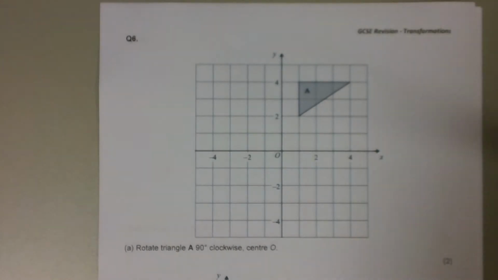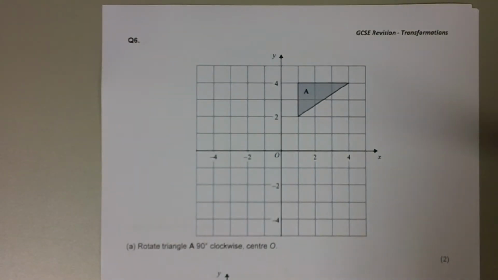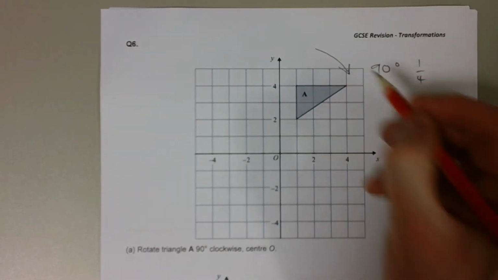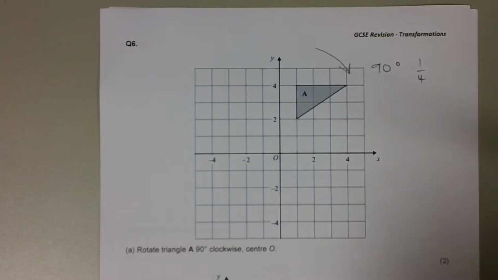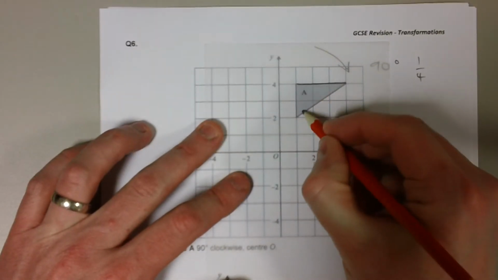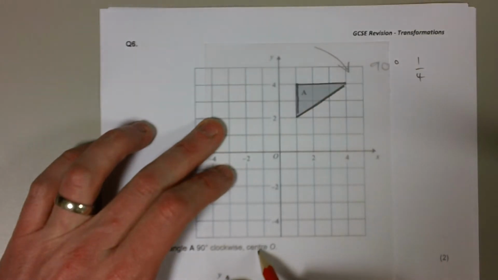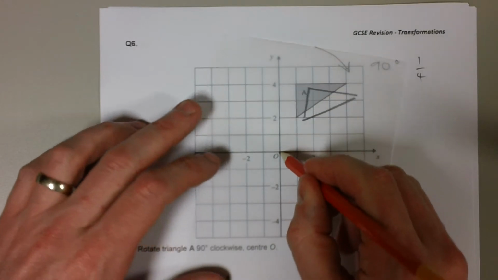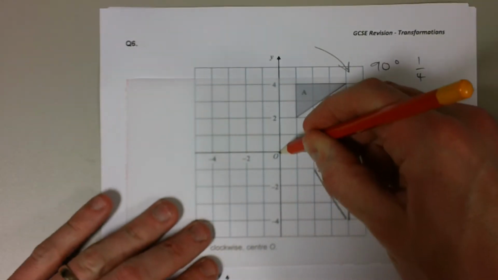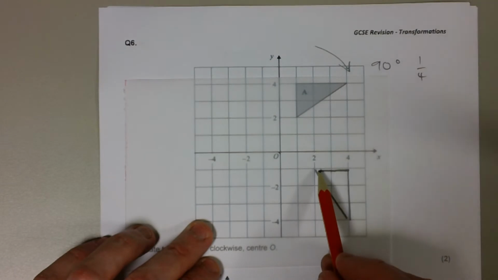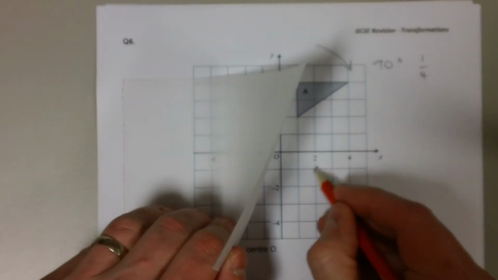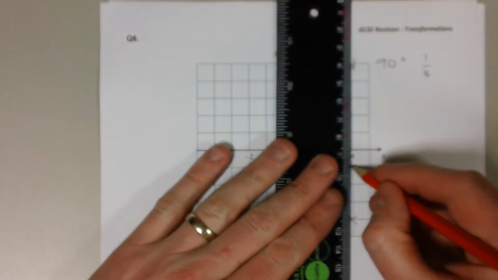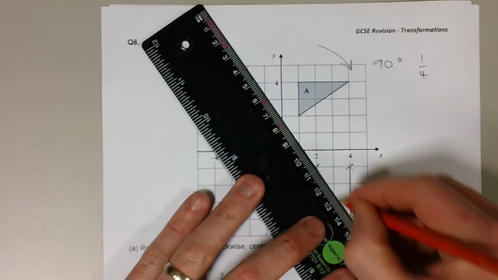Question number 6. Rotate triangle A 90 degrees clockwise. We're going 90 degrees, which is a quarter of a turn. We're going clockwise, which is this direction. Get our tracing paper on. Trace over the shape A. We put our pencil on the centre of rotation, which is the origin. We turn our tracing paper a quarter of a turn clockwise, and we have to transfer that triangle onto that exact position on the grid. Which is there.